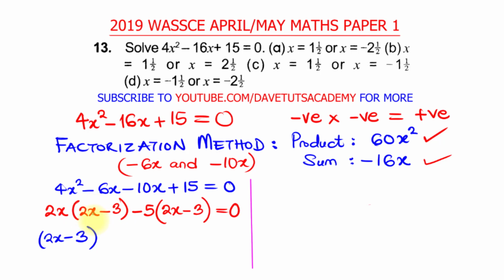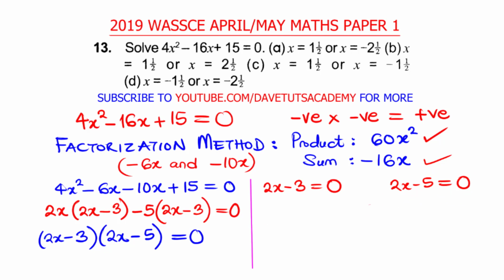If I've taken 2x minus 3 out of here, what is remaining? I still have this particular 2x, this one here. And now I've taken 2x minus 3 out. What is remaining? I have minus 5 is equal to 0. Okay, now looking at this, that means we have 2x minus 3 is equal to 0, or 2x minus 5 is equal to 0, because those are the two factors that we are considering.